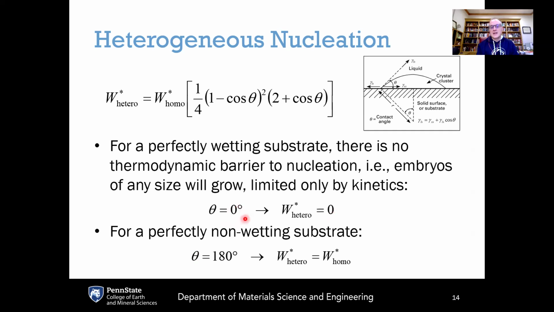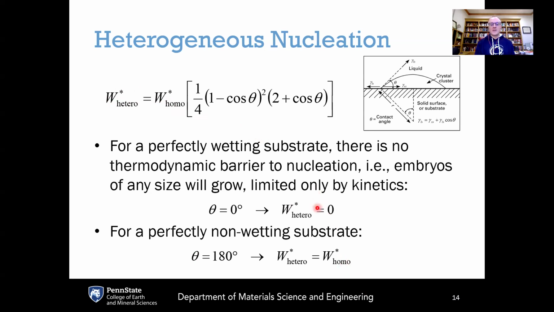So in that case, that's an example of what's called epitaxial growth, which would be a perfectly wetting substrate with theta equals 1. And that completely eliminates the thermodynamic barrier for nucleation. On the other hand, if you take the other limit of a perfectly non-wetting substrate, this would be a contact angle of 180 degrees. In that case, this term here on the right goes to 1, and then the work of heterogeneous nucleation would just be equal to the work of homogeneous nucleation. So for a perfectly non-wetting substrate, basically the nucleus doesn't react with it at all, and it's the same thing as if it's not even there.